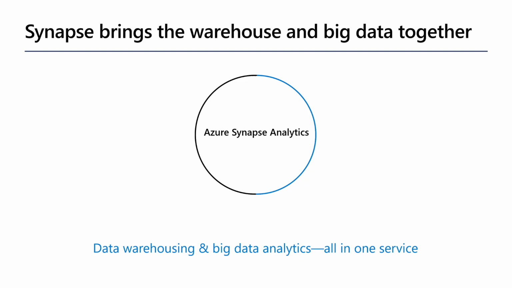Multiple compute models can be put in front of this storage. So we can use more of the big data Spark style of consumption, or we can also use something that's a traditional, more relational database oriented technology in front of it as well.